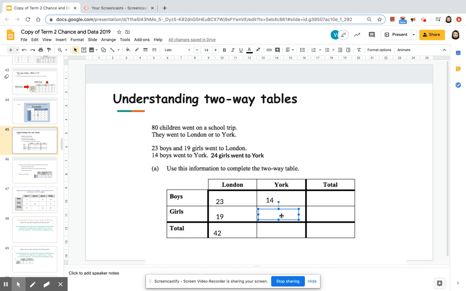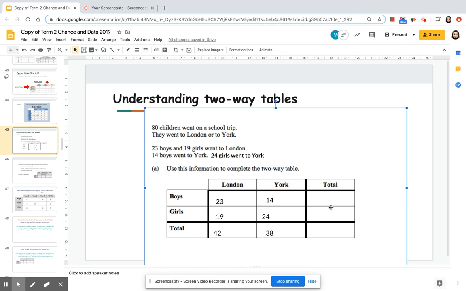If I go down the column, I'm now in the girls row, and the number of girls that went to York is 24 girls. So I'm going to put the number 24 in that box. Now, 14 plus 24 equals 38. So in my total row and in the York column, I'm going to put the number 38.